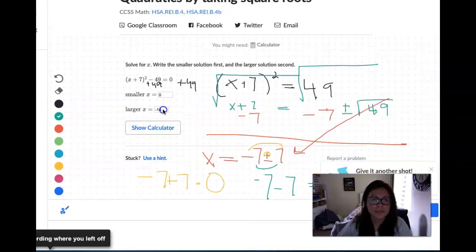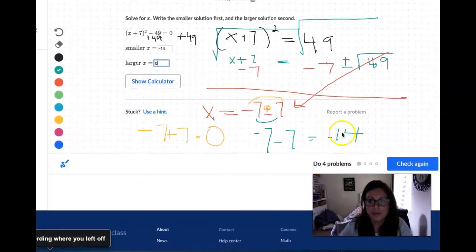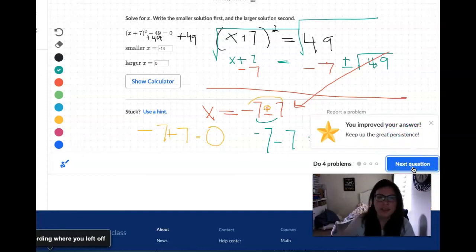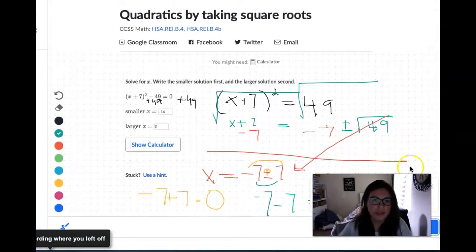Okay. Whoops, before I hit submit, I have to put the smaller number, my negative 14, and my larger number is 0. So I am going to check that, and it is correct.